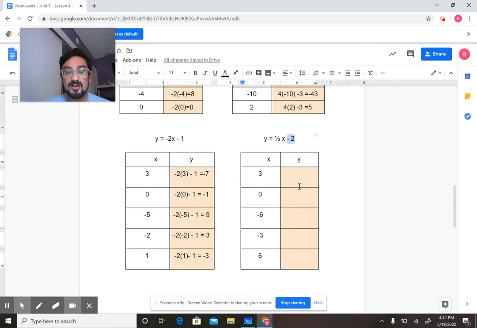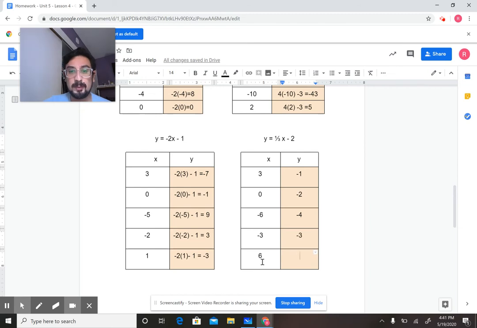So now for this one, you're going to take 1/3 of the number and subtract 2. So 1/3 of 3 is 1, minus 2 would be negative 1. Then 1/3 of 6 would be 2, minus 2 would be 0. 1/3 of negative 3 would be negative 1, minus 2 would be negative 3.